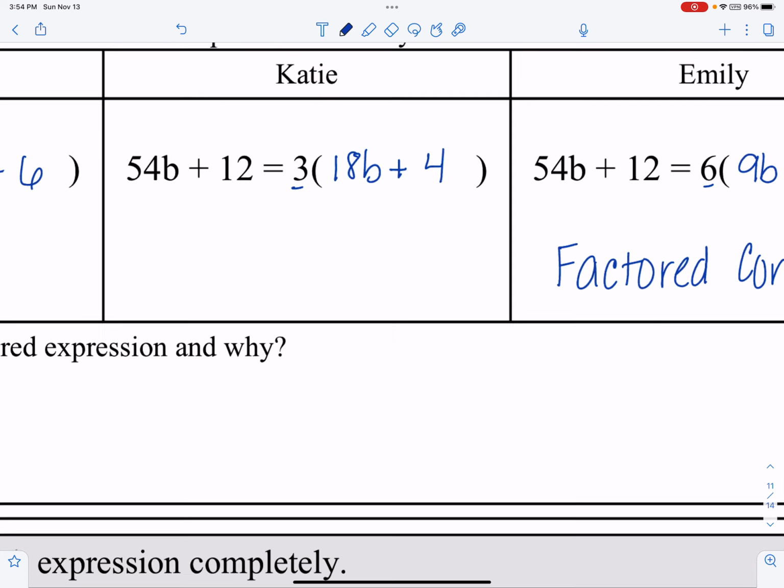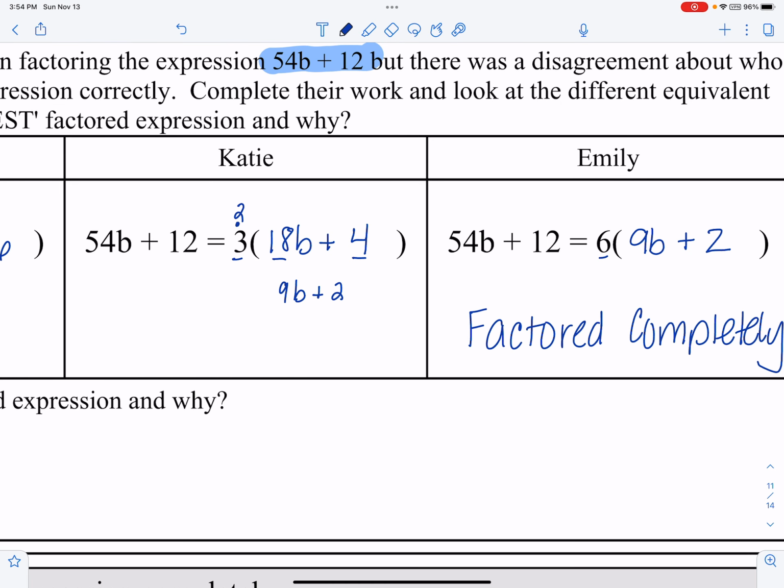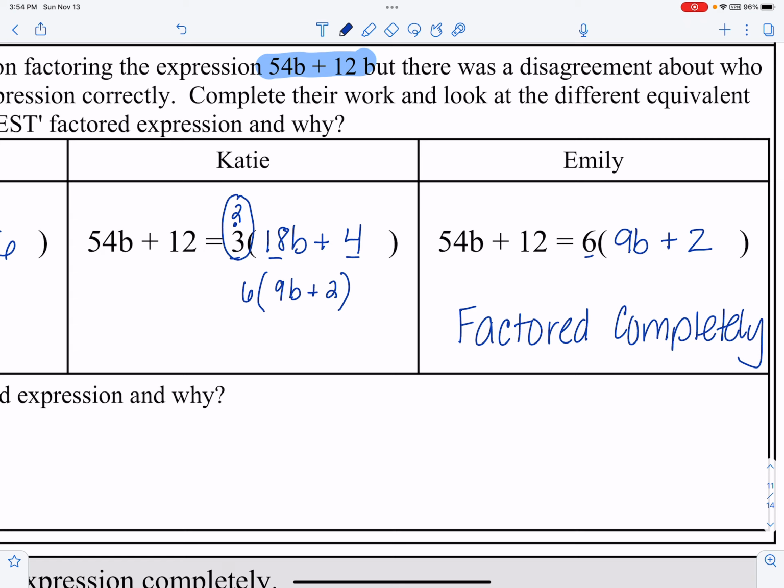And what I mean by that is, if you look at Katie's here, the 18 and the 4 could be factored more. So you could factor out a 2 out of those. So I have like 2 times 3 out here. You could factor out a 2, and you end up with the 9b plus the 2, which is the same thing on the other side. And when you multiply the 2 times the 3, you can see we end up with that completely factored expression. I just wanted you to get to see how that works and what that means.